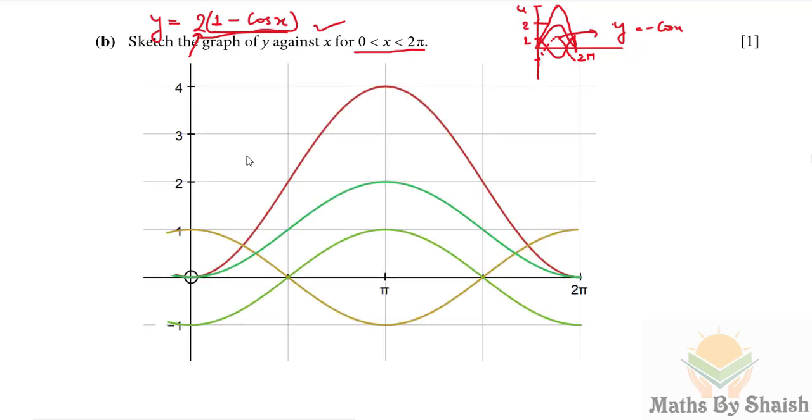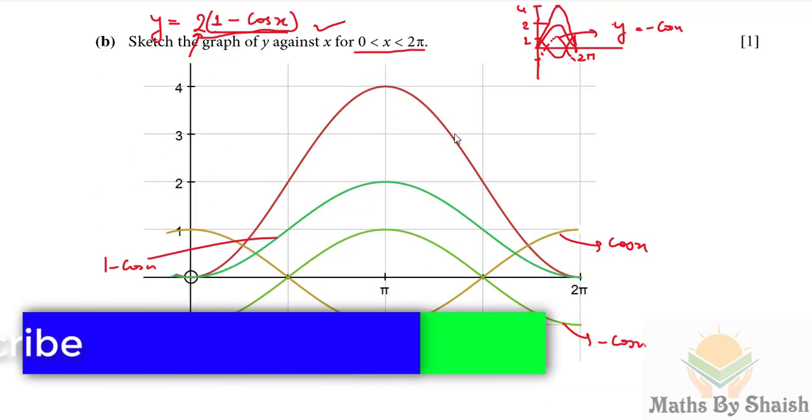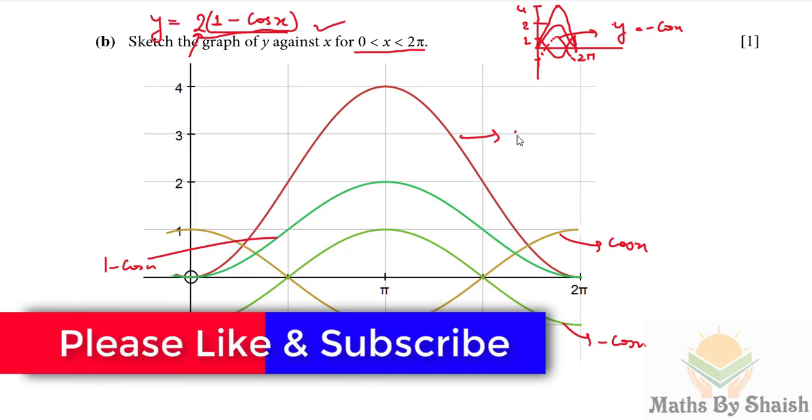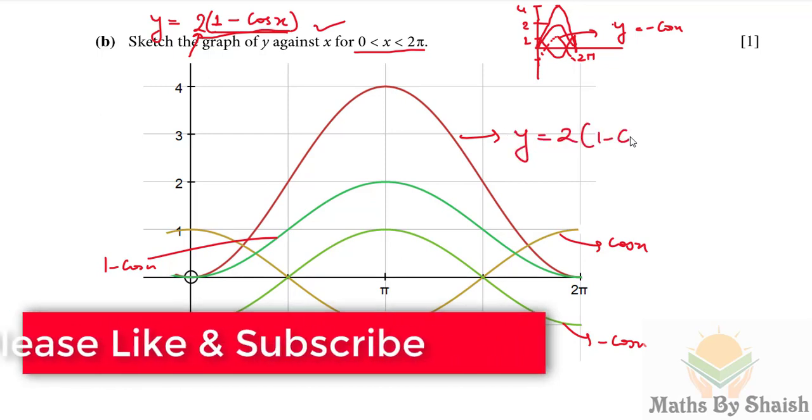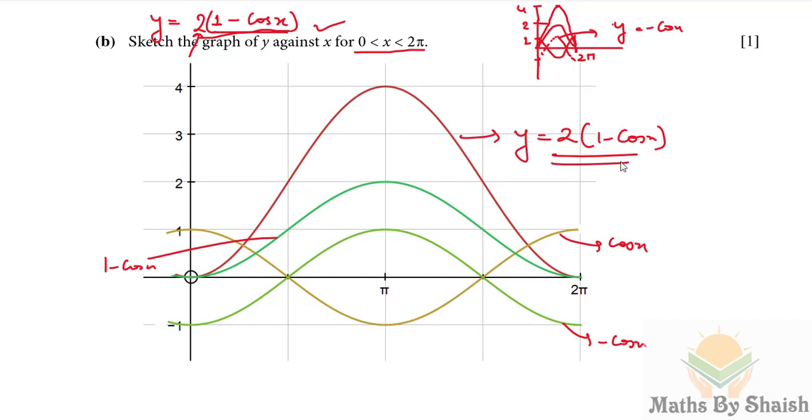So here's the sketch of the graph. We can see the first one, this was the cos x. After cos x, when we take minus cos x, this is minus cos x. When we include 1, this is going to be 1 minus cos x. And finally, when we multiply by 2, this got stretched in the y direction. So that is the final diagram, y equals 2 times (1 minus cos x). So I hope it is clear.